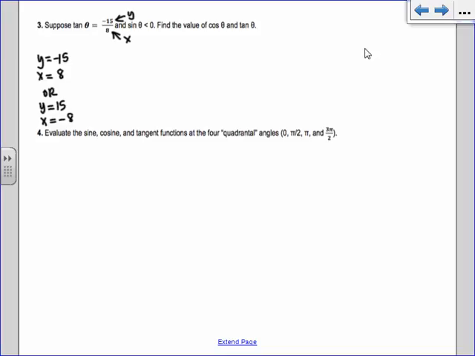So in this case, you do. It says sine of theta is less than 0. So what that means is that the y value is negative, and then the x value is therefore positive. So it's going to be this one. It's not going to be that one. But you always have to think about that. You can't just assume the top one is the y and the bottom one is the x.